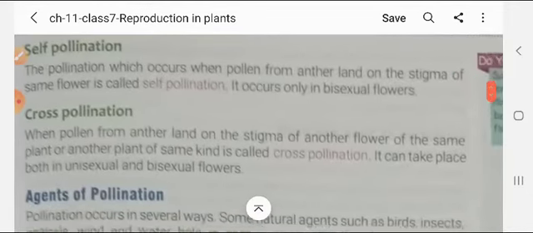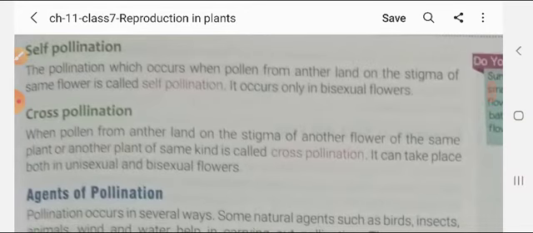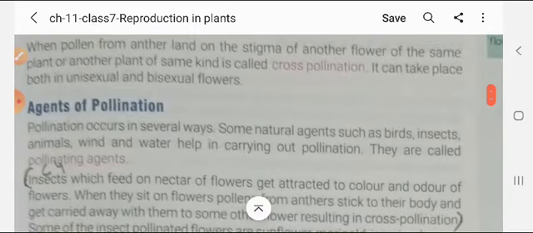Sometimes the pollen grain from the anther of one flower is transferred to the stigma of another flower. Such a type of pollination, as it is happening from one flower to another, is called cross pollination. It can take place both in unisexual as well as bisexual flowers.